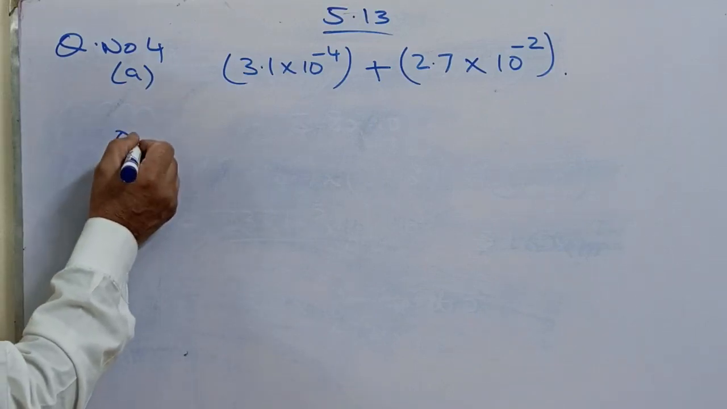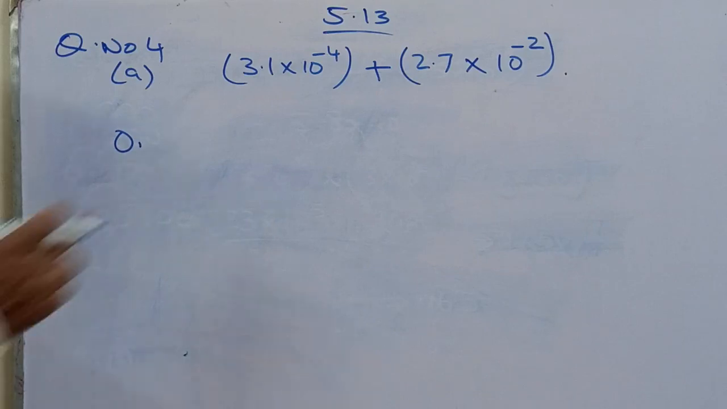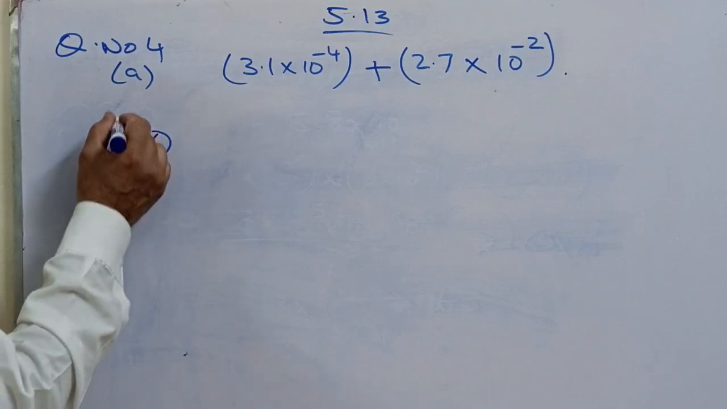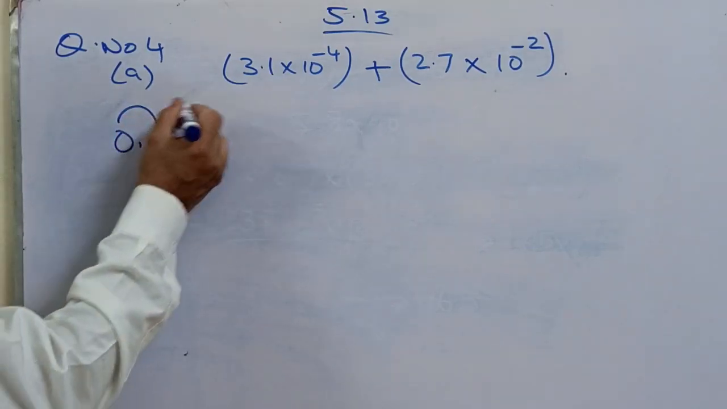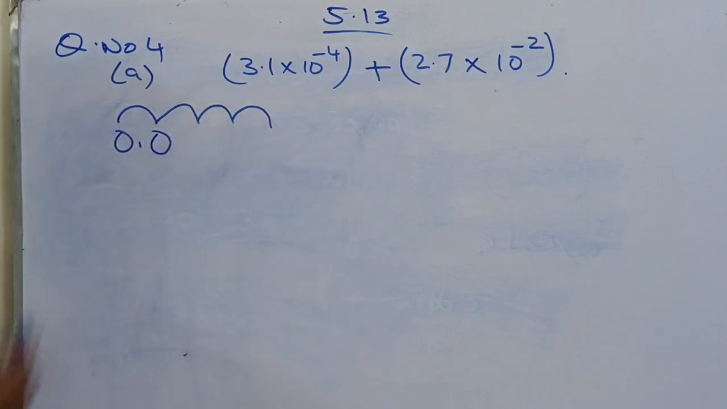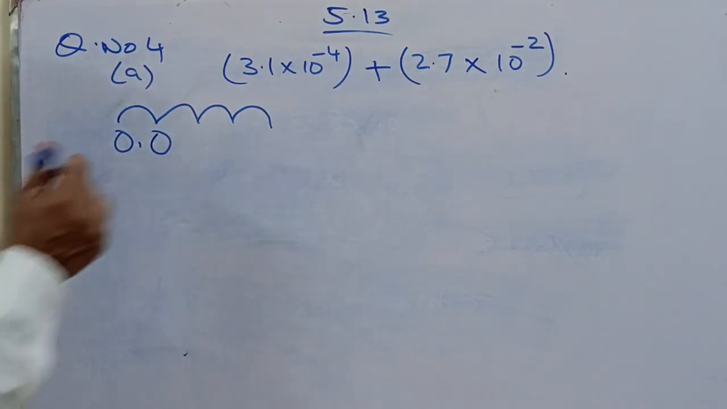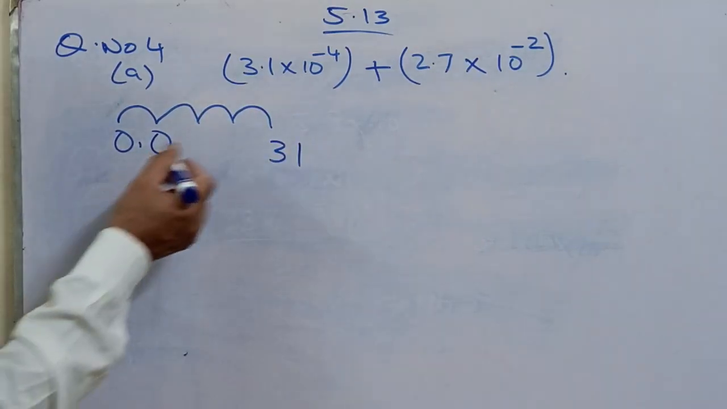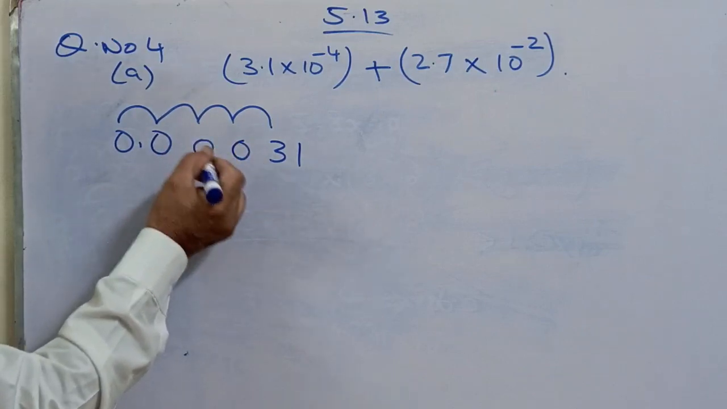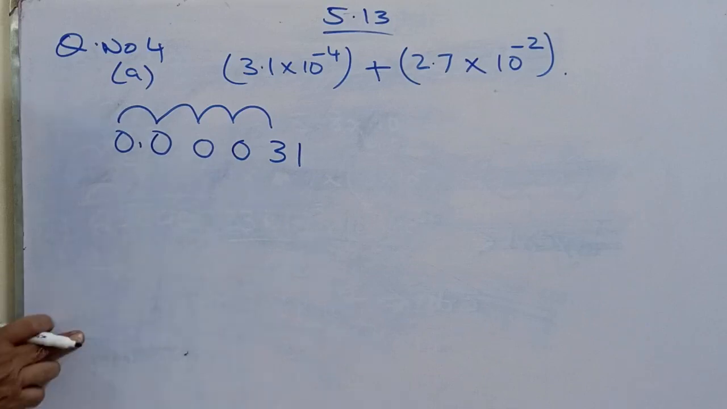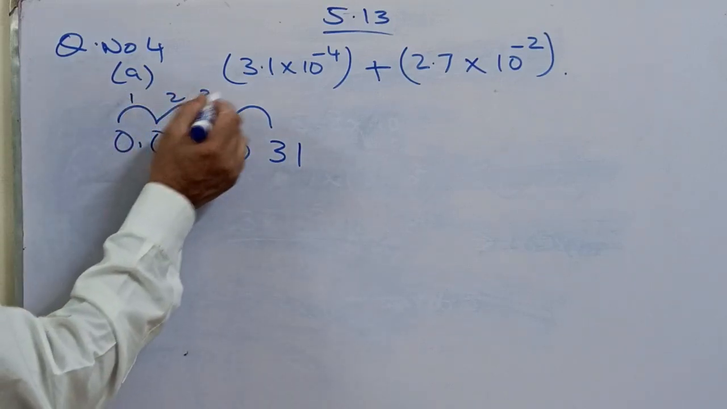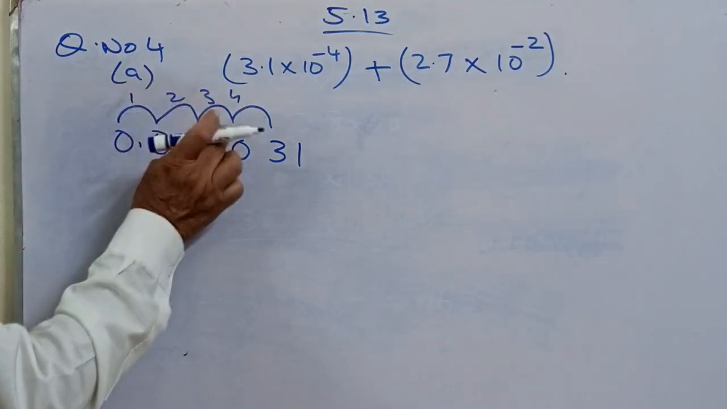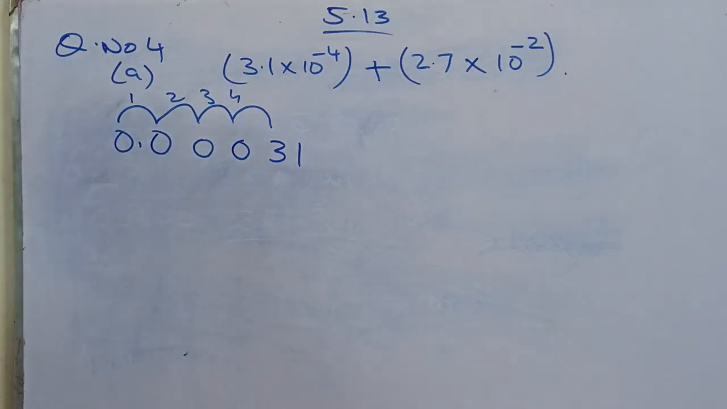And how will we write it? Now you see that this is 0 point, and the power is minus 4. So after the point, there must be 4 places up to 3. So 3 will come over here and then 1. Here you will be getting 0 and 0. Now there are 3 zeros and 1, 3, 1. So it will become 1, 2, 3, 4. You see, this is matching with this, 4 places. This is the simplest form of doing this question.